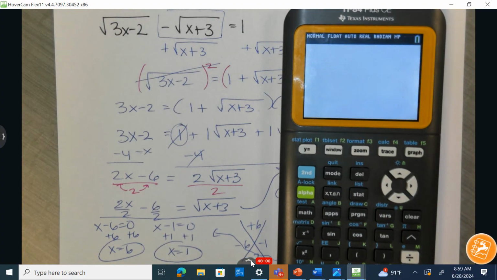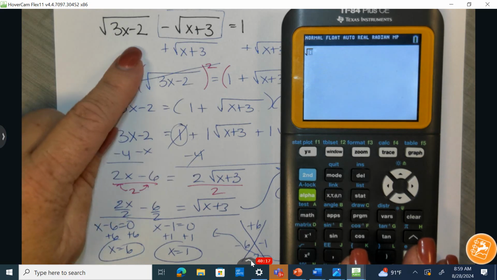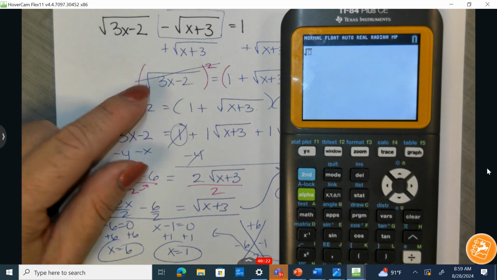Did anybody in here, and I know that I work faster, but did anybody get an answer of 6 and 1? Hands raised. Anybody get 6 and 1? Okay, we have to test them now. Let's test them. I'll try 6. You guys try 1, please. Pick up a calculator and go. I'll try 6. You try 1.